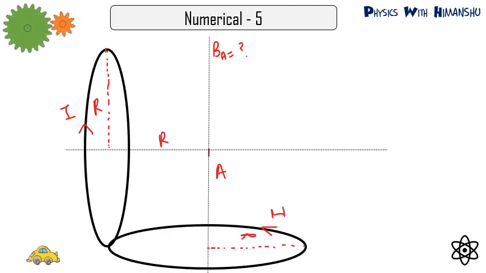In the third case, you have to find out the magnetic field at this point. Current here is I. Current in this loop is I, but this is in anti-clockwise direction, and this will be in clockwise direction. So you have to find out the magnetic field at this point.